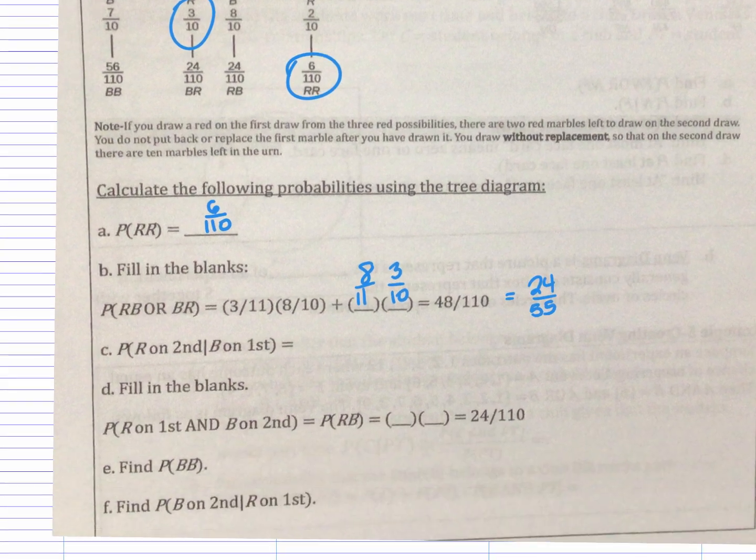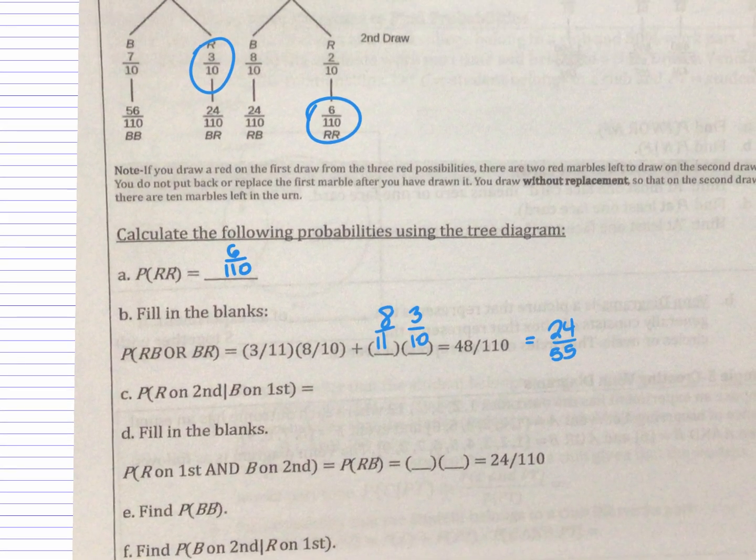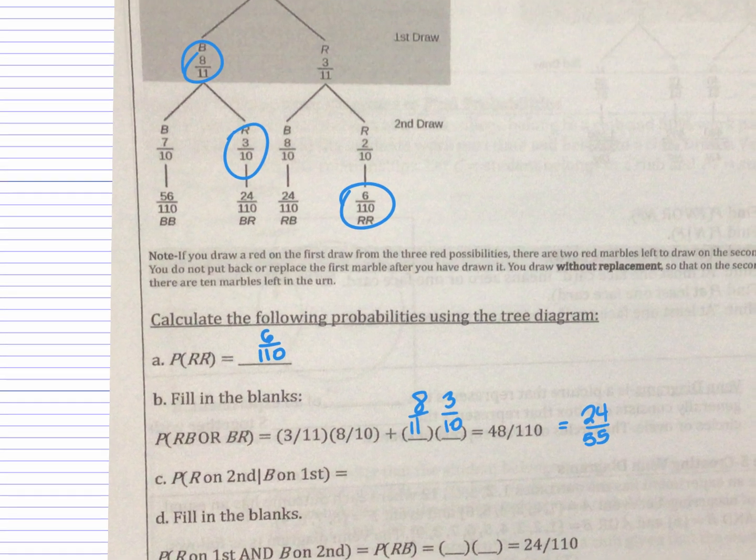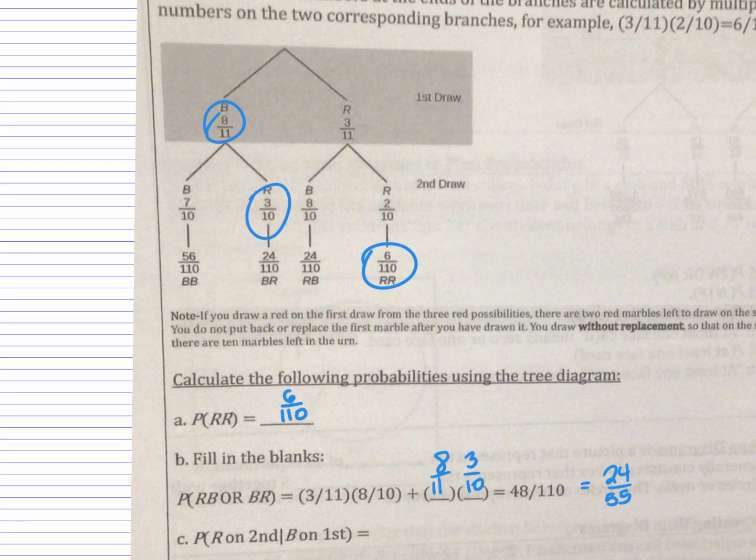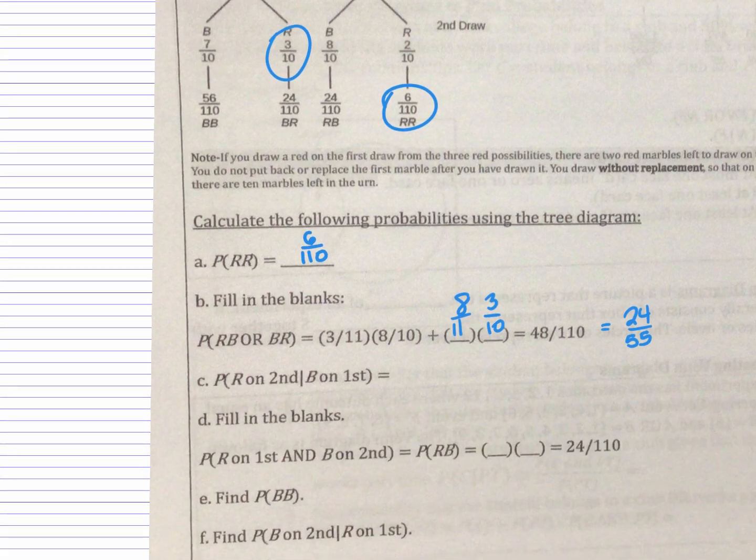All right. C, the probability of R on the second, given that you got B on the first. And it shows you B on the first and then R on the second. And you can see this in the diagram. So this would just be 3 out of 10.